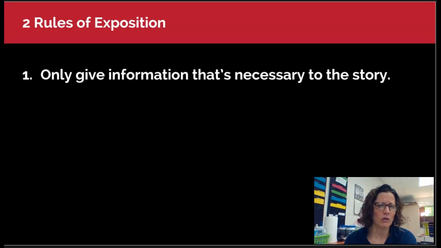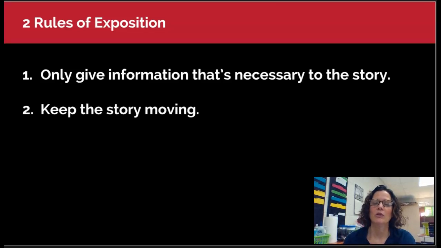Okay, so number 1, only give information that's necessary to the story. If your character's height doesn't affect the story, don't tell us how tall he is. If it doesn't really matter what town the story takes place in, leave that information out. So in my story where I was talking about the watch that I stole from my best friend, I didn't write on there that it took place in Panama. Okay, I did write that it took place in her house. That part of it is important expository information to add.